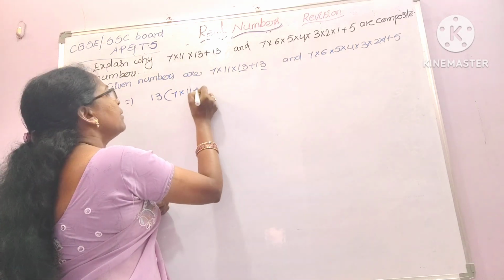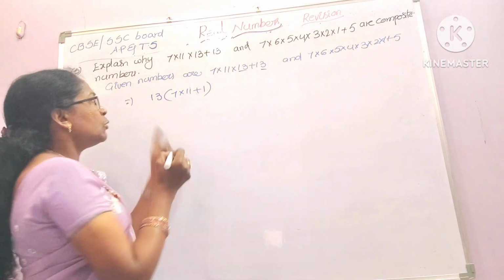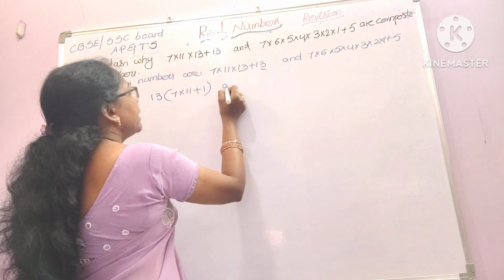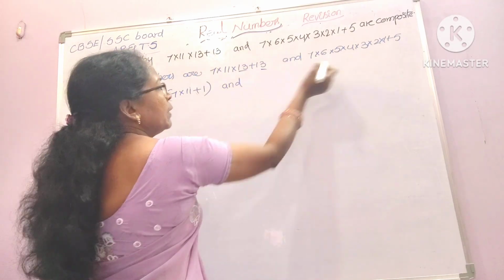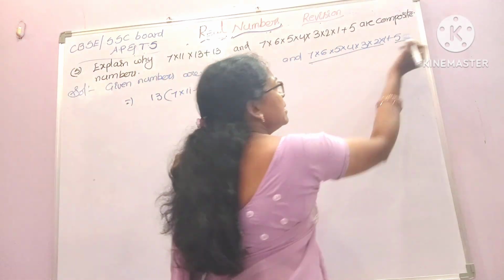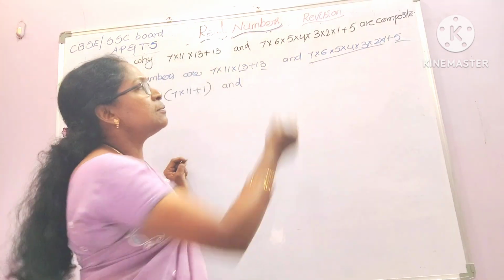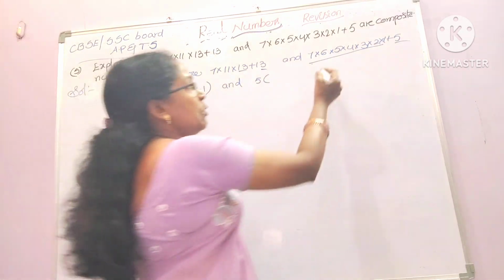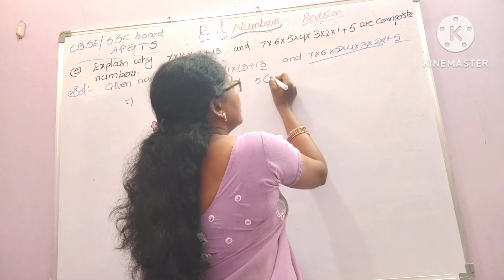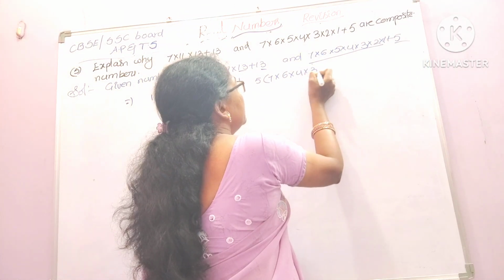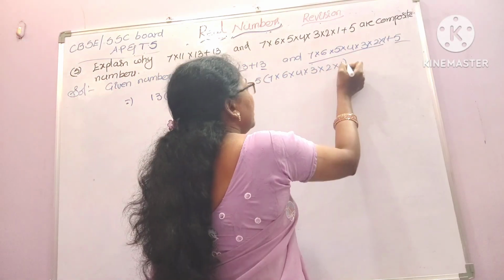And in the second term, 13 already we have taken as common, so 13 1s are 13. So you have to write here 1. And in the second number, this entire thing is one term and this is the second term. In both the terms, 5 is a common number, so 5 can be written as common. So except 5, remaining all terms you write: 7 into 6 into 4 into 3 into 2 into 1.